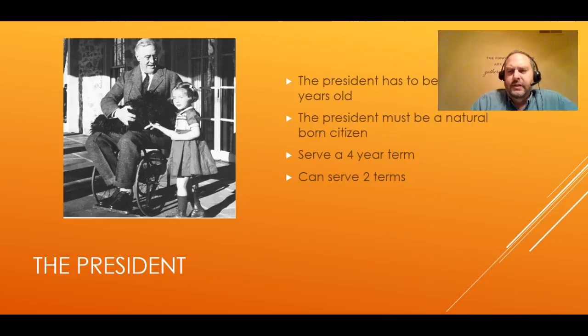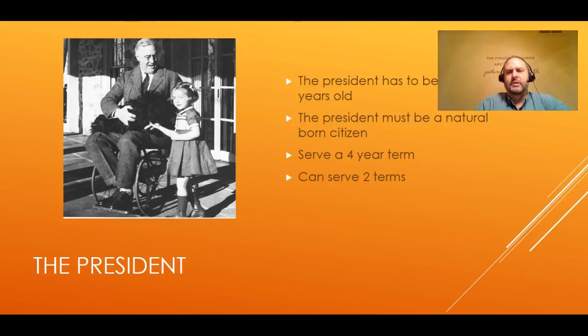Some of the things that go with the presidency is that they have to be at least 35 years old. The president must also be a natural born citizen. Their term of office is 4 years, and they can serve two terms. The person on the right is President Franklin Roosevelt.